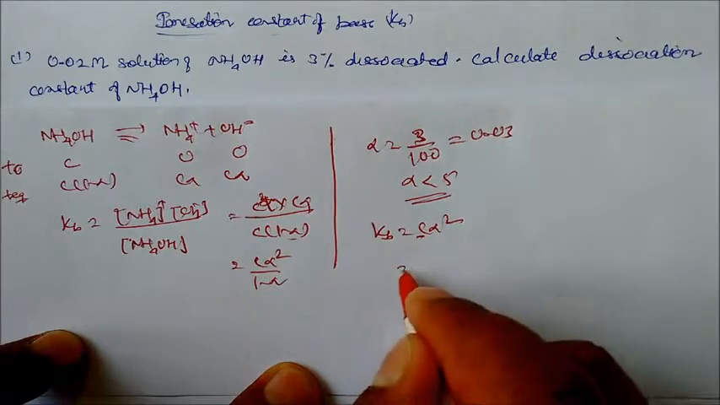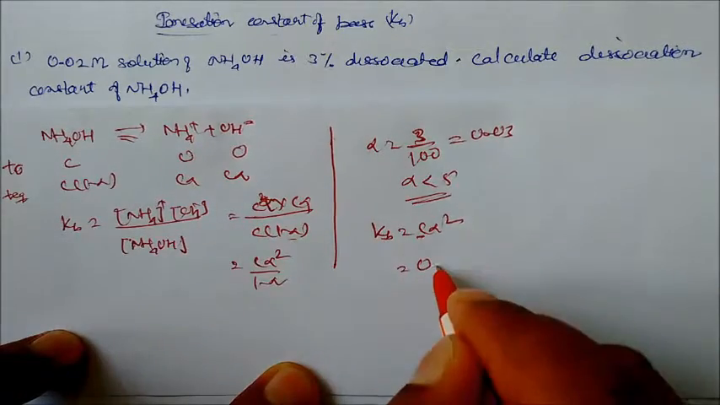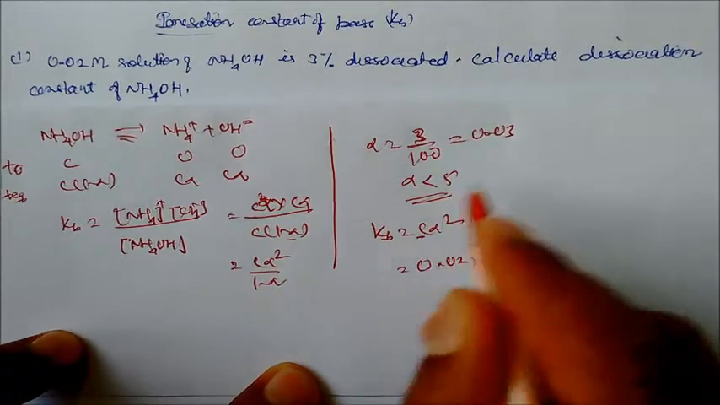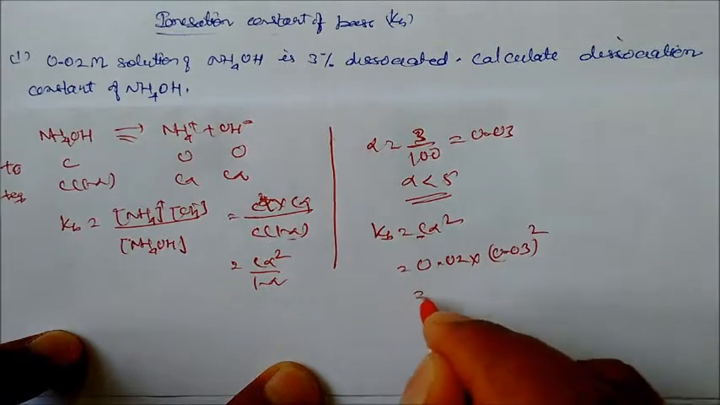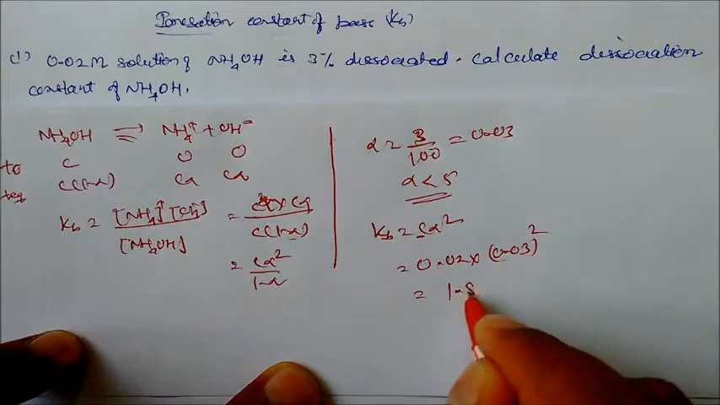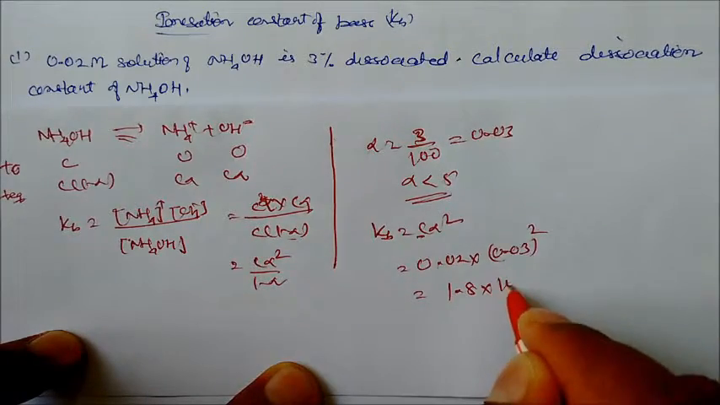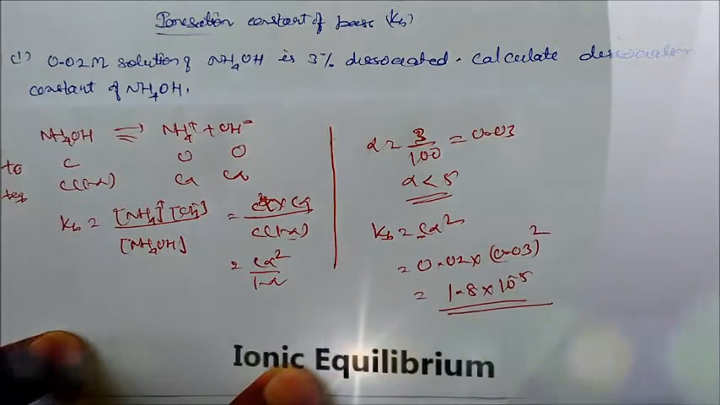C is given how much? So C is given here 0.02, and alpha is given here 0.03. So 0.03 whole square. So on solving you will get the answer 1.8 into 10 to the power minus 5. So this is our answer.